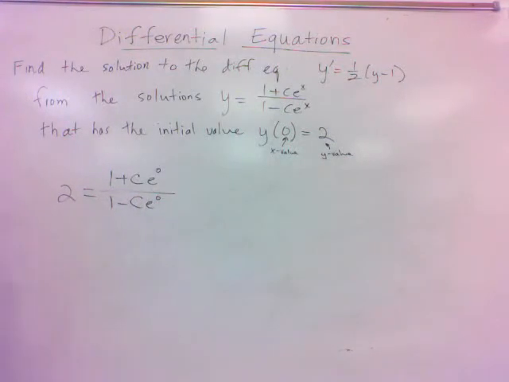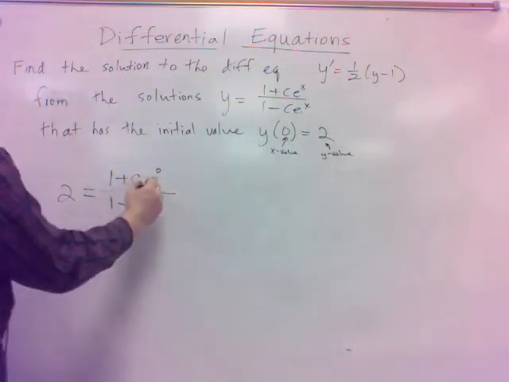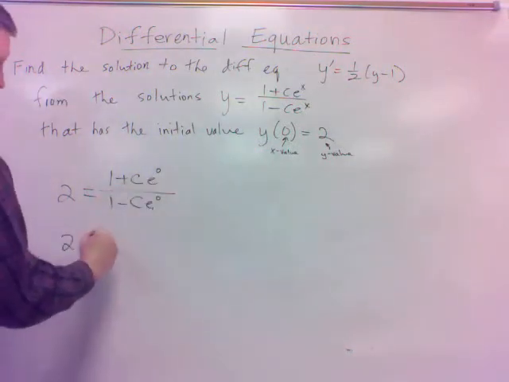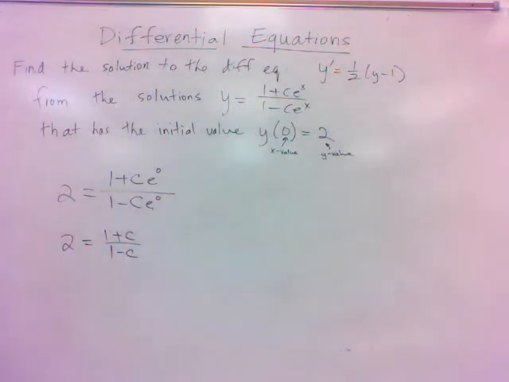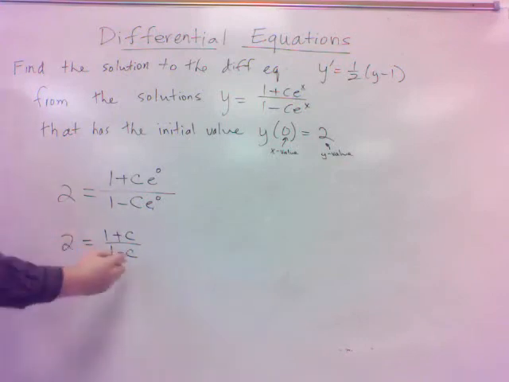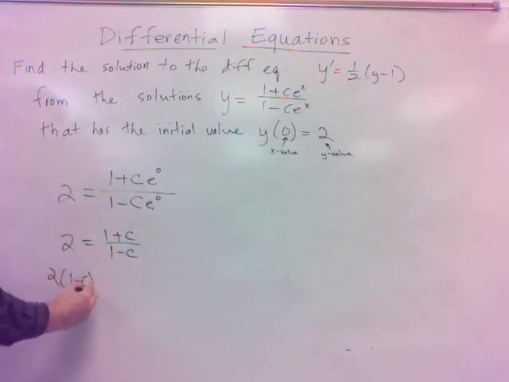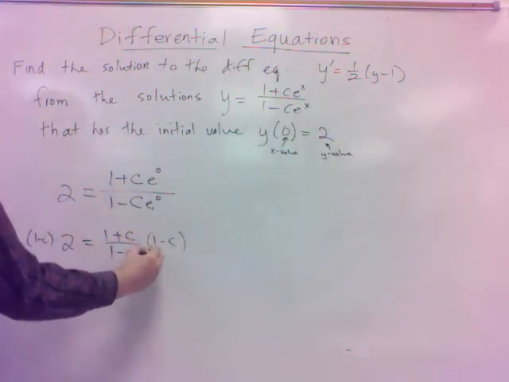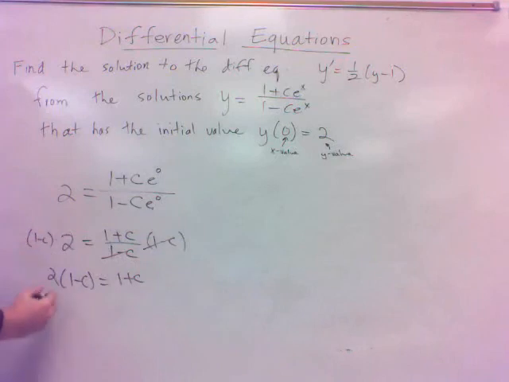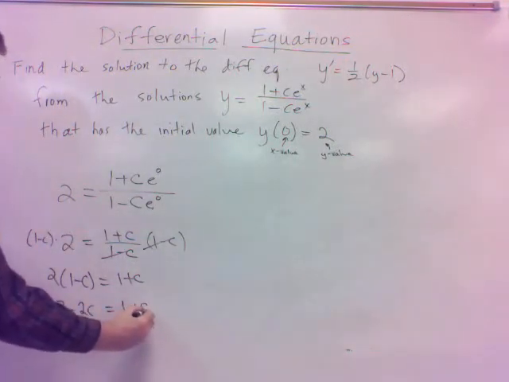And x is 0 works out well because what have we got? E to the 0, that's 1. So I have 2 equals 1 plus c over 1 minus c, don't I? I just have to solve that for c. Multiply both sides by 1 minus c, because that'll cancel the 1 minus c's out. So I have 2 minus 2c equals 1 plus c.